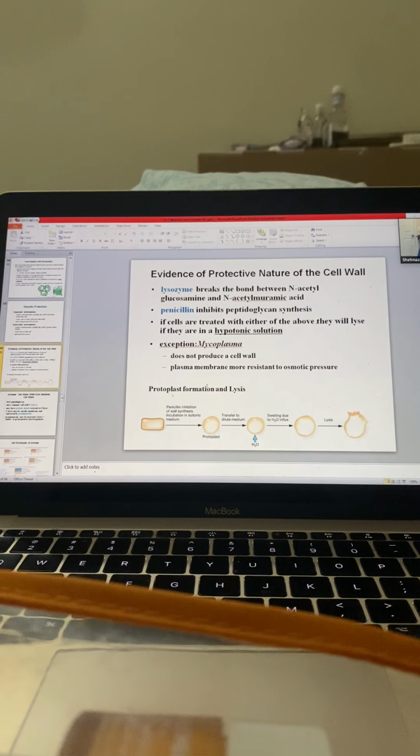So lysozyme is a specific enzyme that breaks down the backbone of the disaccharide sugar in the cell wall of bacteria. Where is this lysozyme found? Where would I find lysozyme? Anybody? Tears? In your tears, in your saliva, in a lot of your secretions. This is supposed to be your innate immunity, where you produce enzymes that are destructive for bacteria.